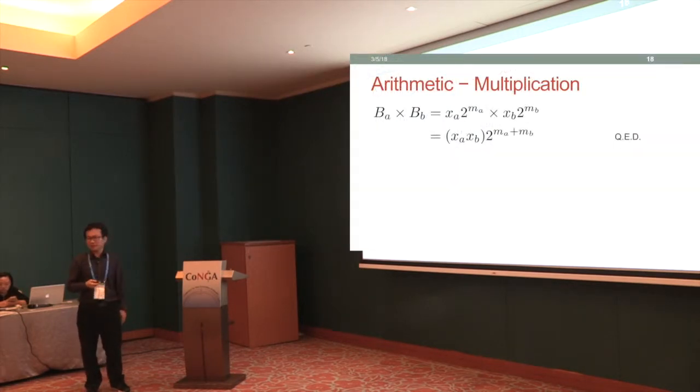The multiplication is surprisingly easier, in that we just need to group the exponent part and the non-exponent part, then we get our output xc and mc. And that is the QED. If you want to impress your neighbors, you will tell them this is quite easily done.